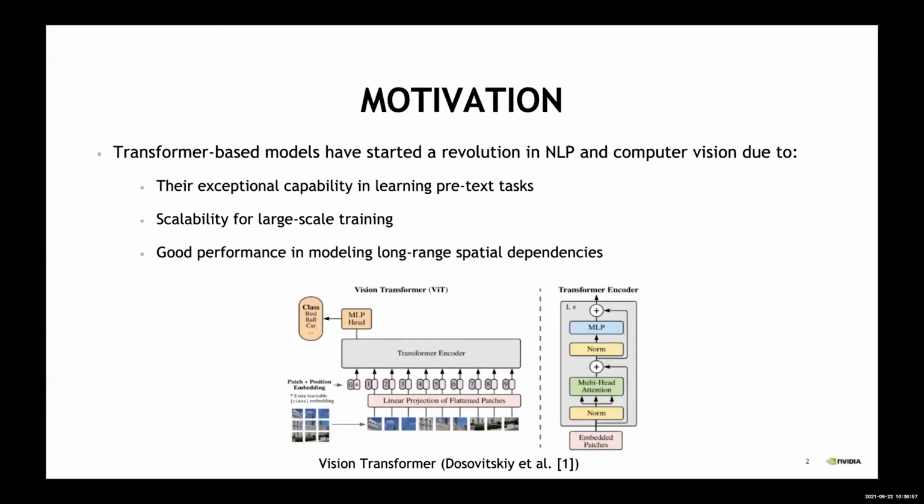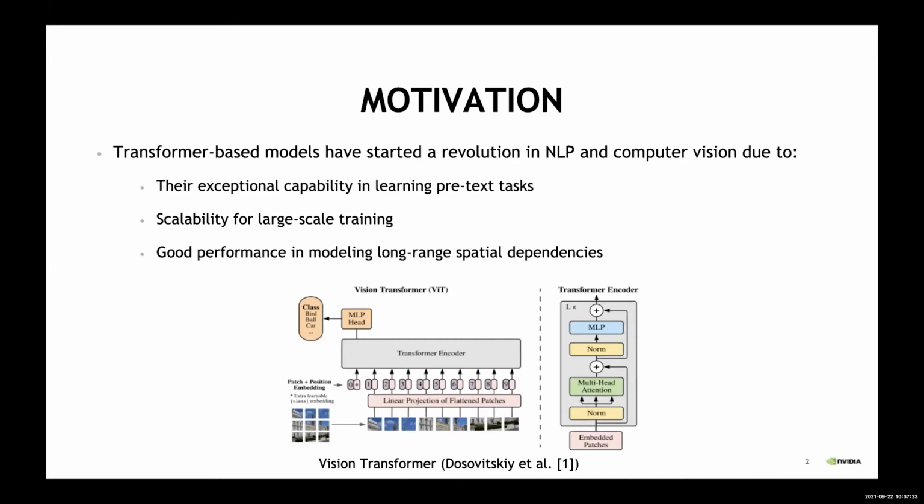Recently, transformer-based models have gained lots of attraction in both the natural language processing and computer vision fields. You can attribute this success to the exceptional capability of these models in learning pretext tasks, their scalability for large-scale training or pre-training, and their good performance in modeling long-range spatial dependencies.